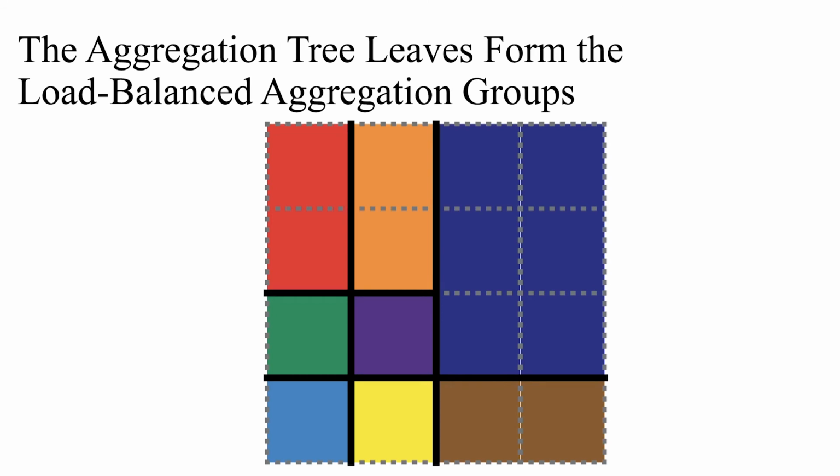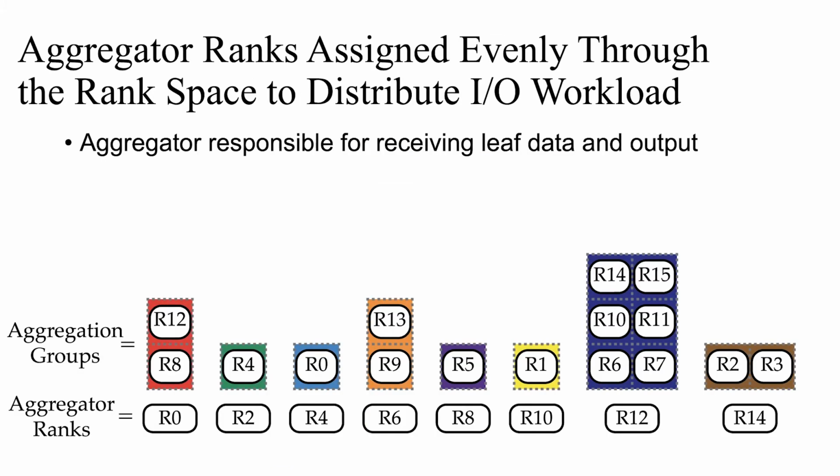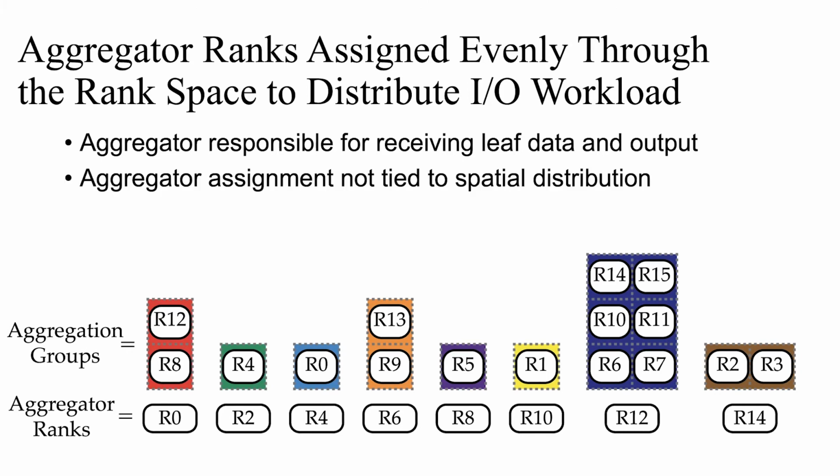The leaves of this aggregation tree form our load-balanced aggregation groups. So I label them by the ranks that fall into each one spatially. The next step is to assign an aggregator rank who is responsible for receiving the data for each leaf and outputting it to disk. The aggregator assignment is not tied to the spatial distribution, but is rather evenly assigned throughout the rank space to ensure that the I/O workload can be distributed evenly among all the compute resources that are available, rather than clustering around high-density regions or nodes again.